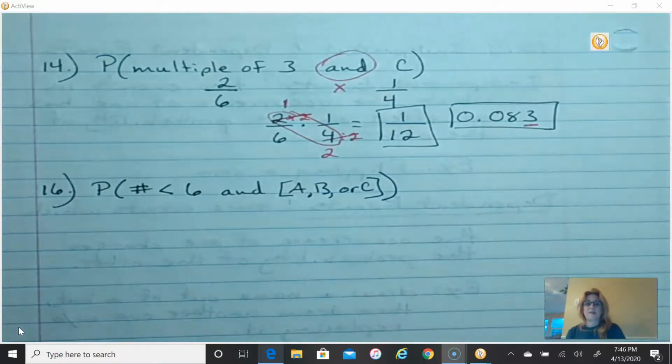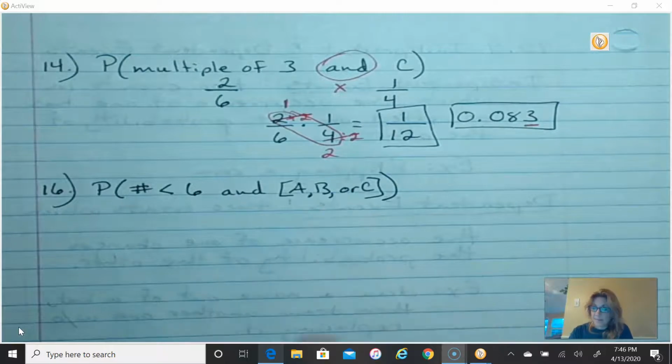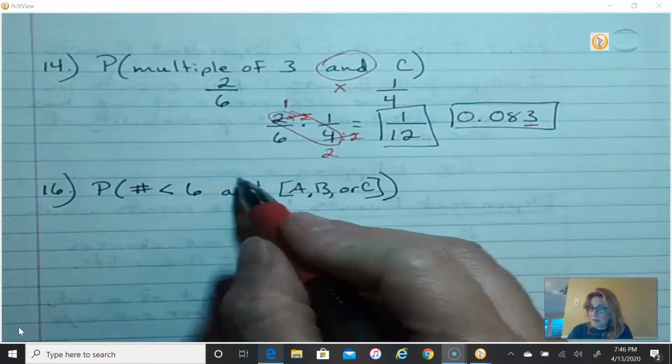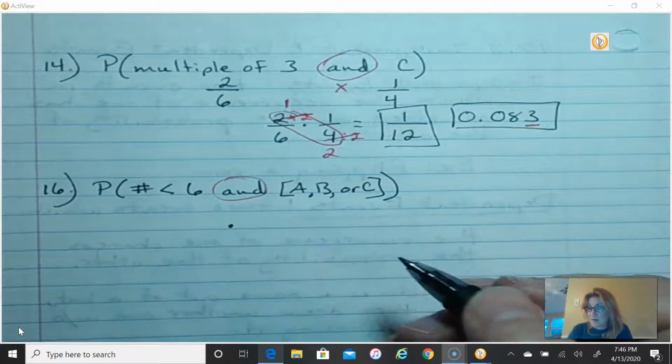Don't let those brackets fool you. They're just saying an A, B, or C, okay? All right. Remember what that means? It means multiplication. I'll put my dot there.